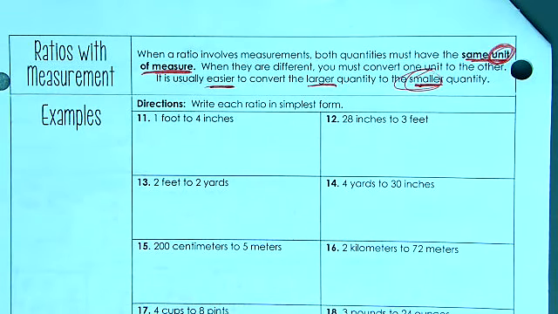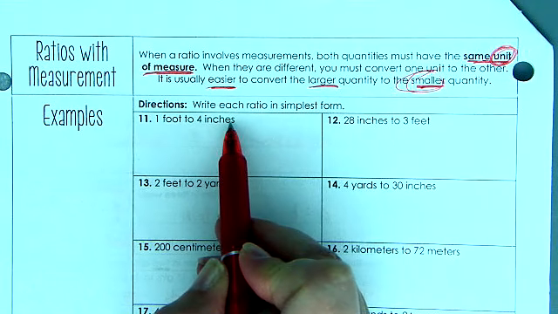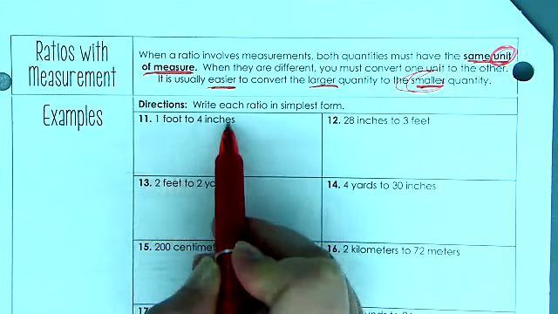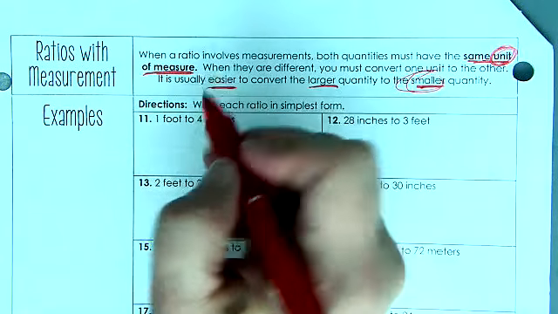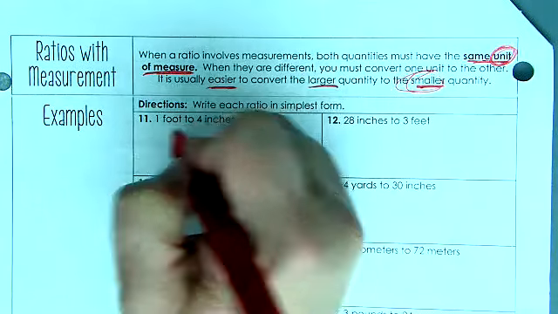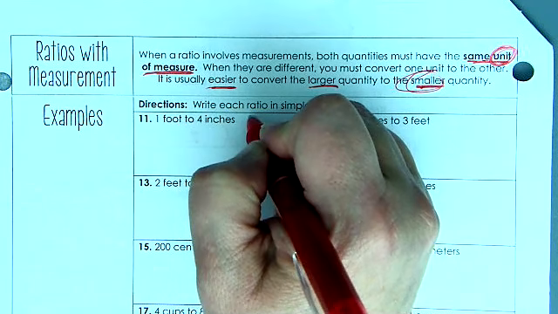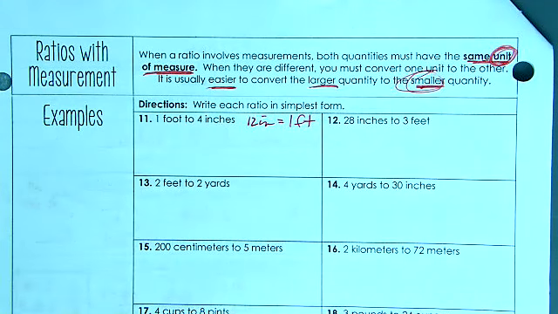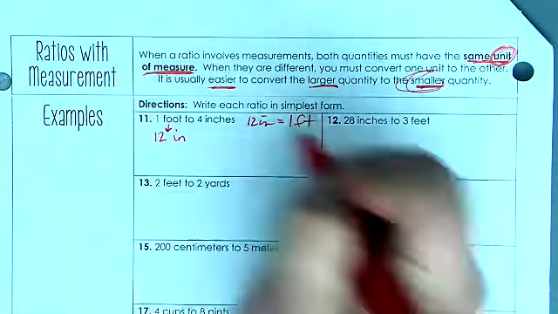All right. So when I'm looking at number 11, we're going to write each ratio in simplest form, as my directions say: 1 foot to 4 inches. Right now it's feet to inches, but I want to change it to where it's inches to inches, where I have the same unit. So how many inches are there in a foot? Well, there's 12 inches in 1 foot, and I can get that information on my formula chart. So this 1 foot is going to change to 12 inches.